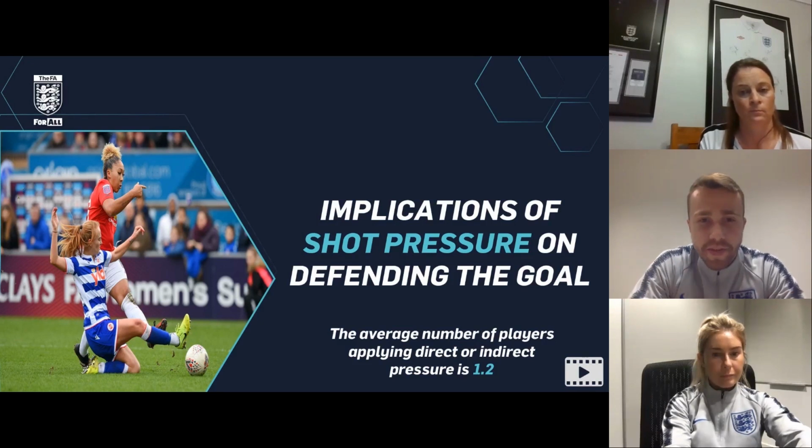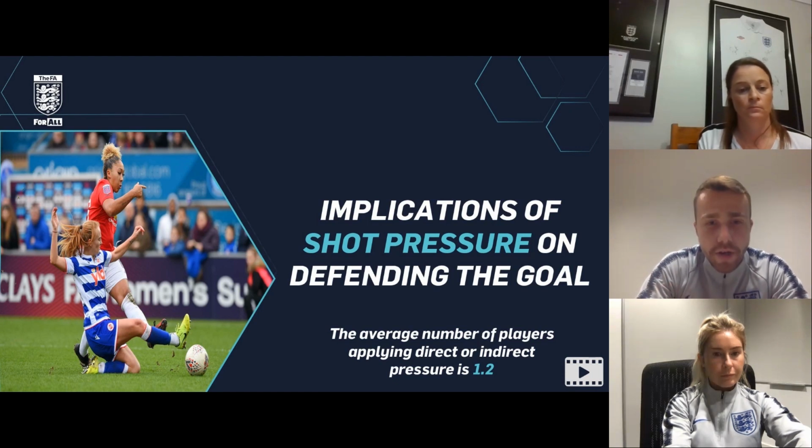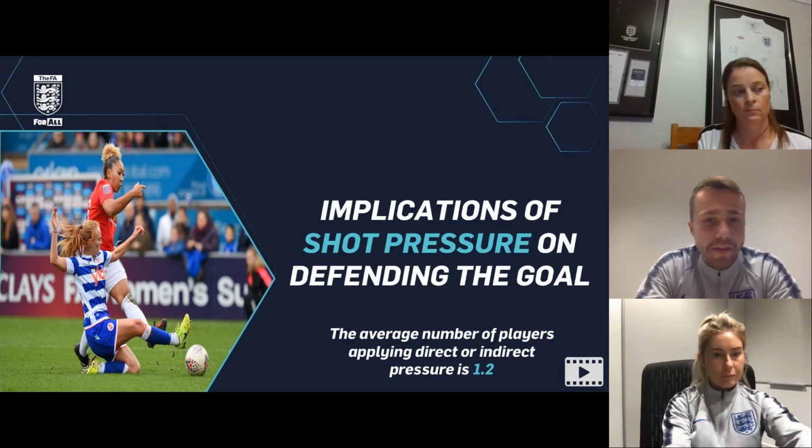So hopefully that video has brought this to life. Just to recap, direct pressure within a metre, so can apply contact, can make tackles, can stop the shot. Indirect, looking to block the shot, so will be classed in that shot-packing ring. And then unopposed is no pressure on the ball at all. Kelsey, initial observations on that video?